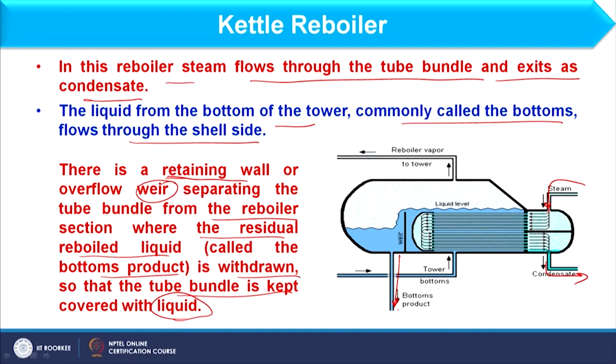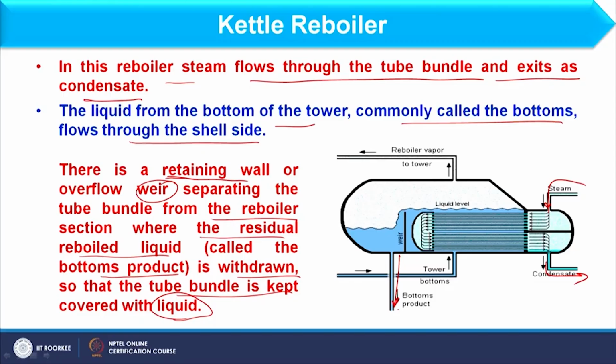As far as the kettle reboiler is concerned, it has more residence time because it converts liquid into vapor and also separates vapor and liquid. So, it has two operations taking place in a single unit, and therefore the liquid should be there for a longer time, and because of that it is more prone to fouling.